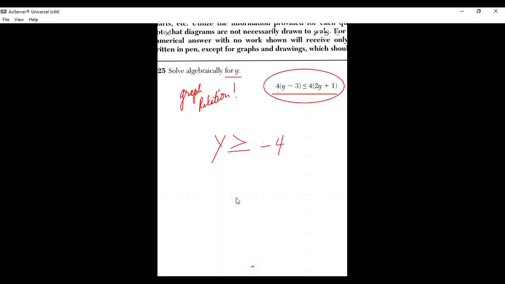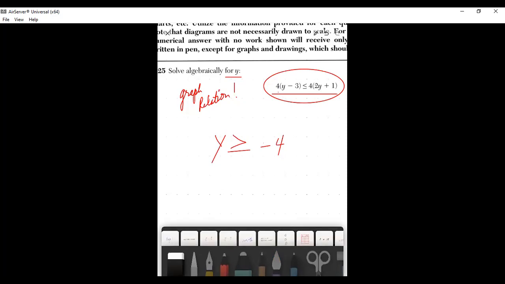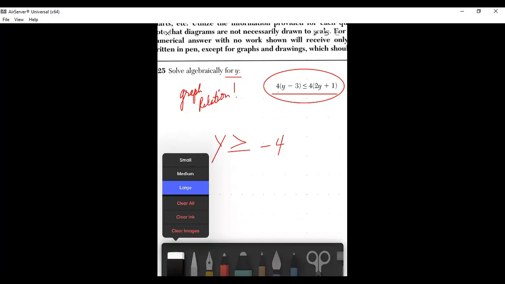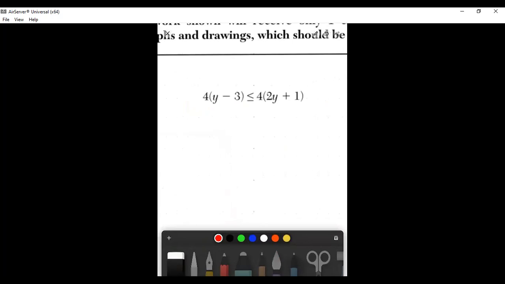And that's the answer. Now, if I just write this answer, I will get 1 point because I didn't do it algebraically. In order to get the full credit, you have to do it algebraically. So I'm going to do that right now, and I'm going to show you how to do it algebraically. So let me erase this. We know that the answer is y is greater than or equal to -4.